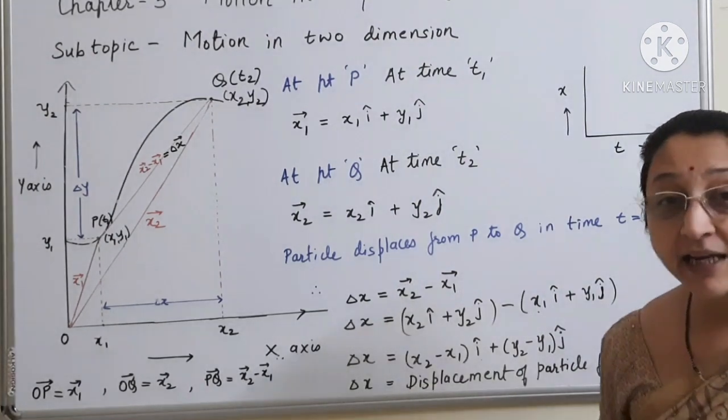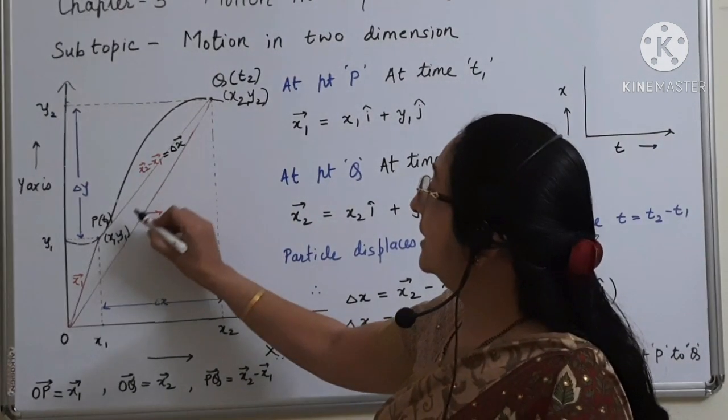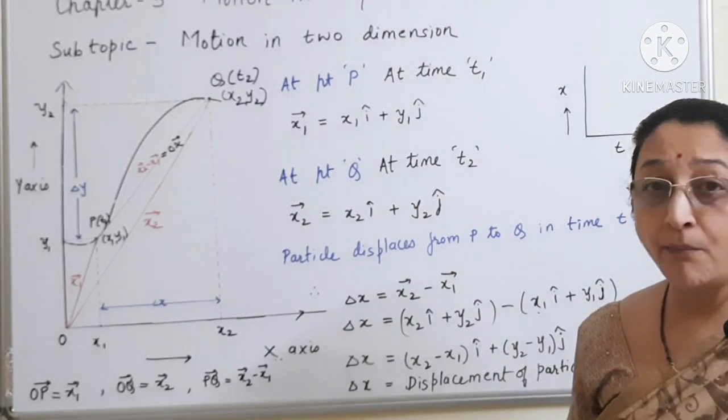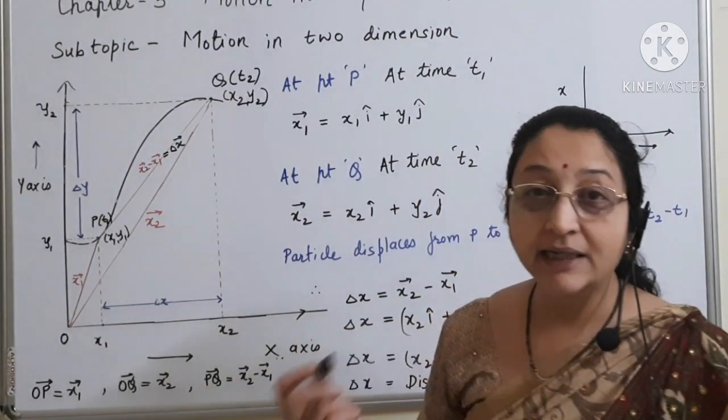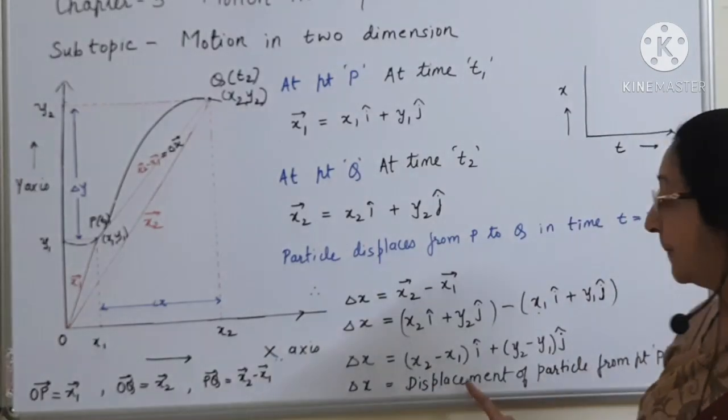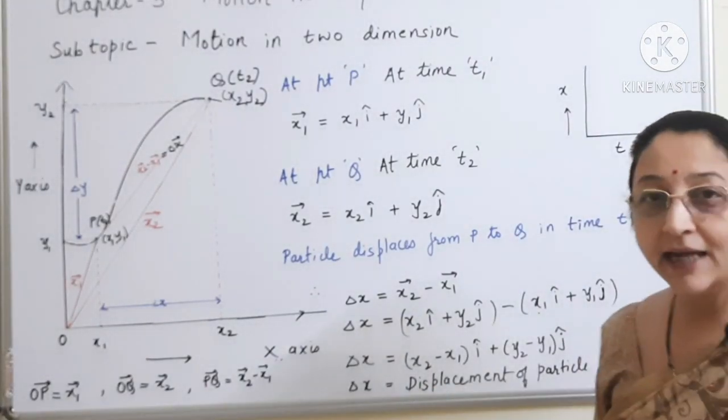But what is delta x? Delta x is the displacement of the particle from P to Q, जेव्हा particle displace झालेला आहे. So ती displacement दाखवणारा आहे delta x.